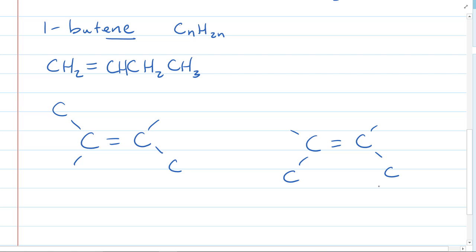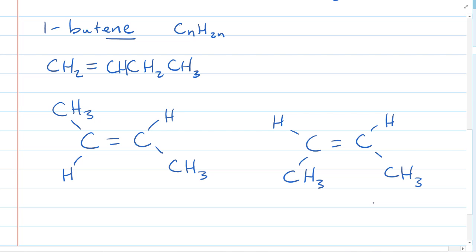And then what we're going to do is we're going to go ahead and write in the hydrogens. Once we do that, we put in the hydrogens right here and here, here and here. And then this one here is going to be a CH3. This one down here is going to be a CH3. This one down here is going to be a CH3. This one down below here is going to be a CH3.